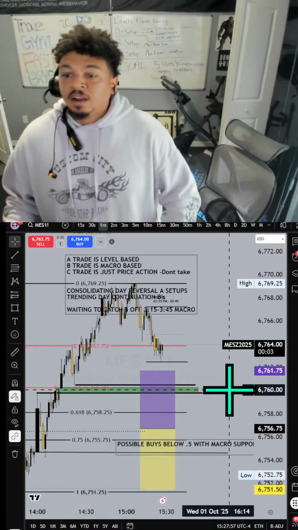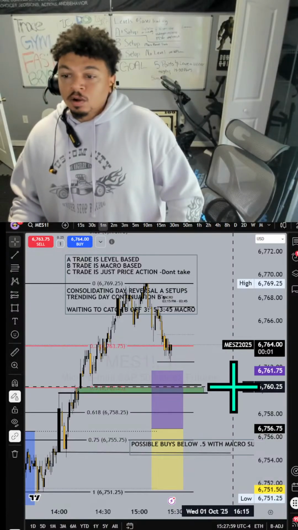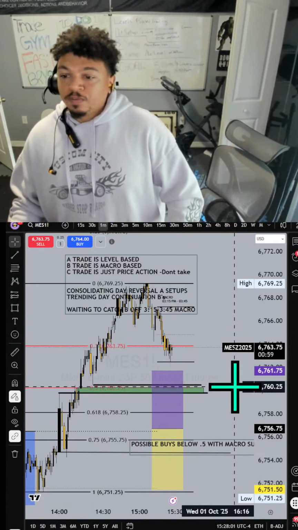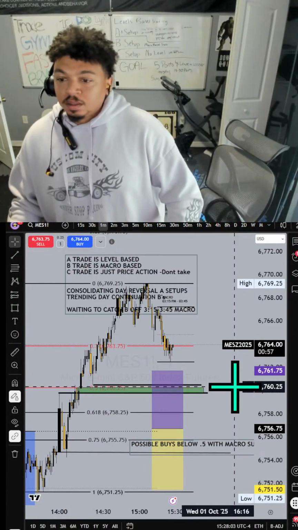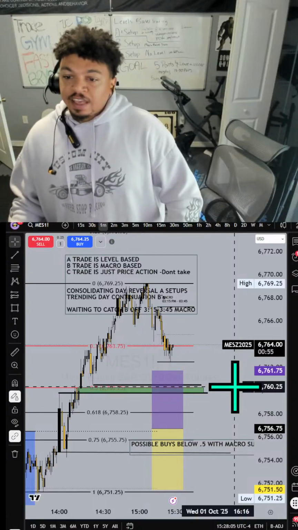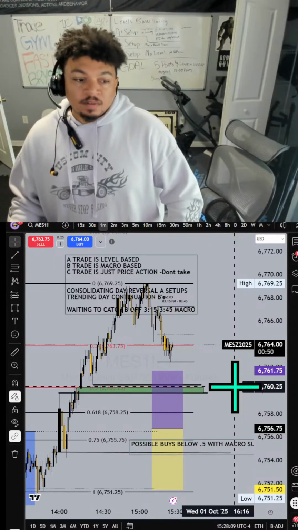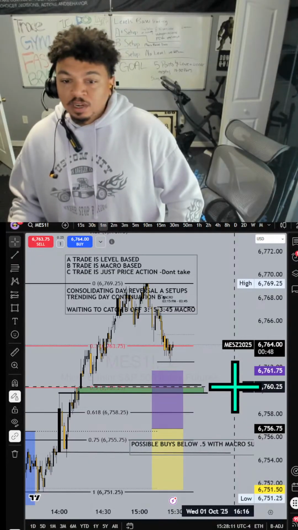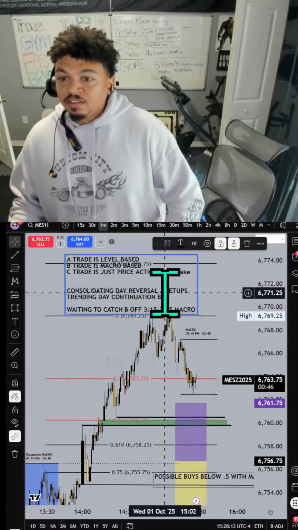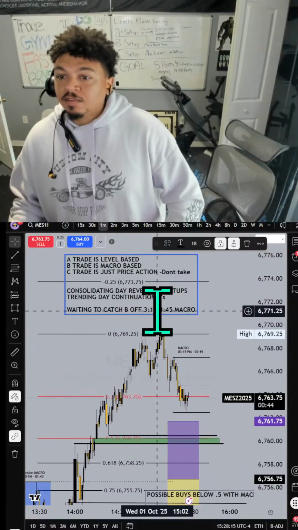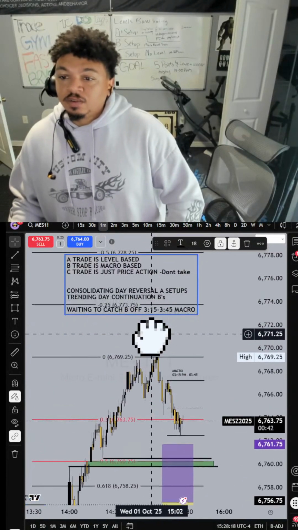I had to take today to learn, okay, if it's trending, look for the B opportunities once we've confirmed we're trending. Stop thinking about the A opportunities. The A opportunities are going to be within the wicks. The B opportunities are part of the continuation, a part of price trending. It's all listed here. A is trade levels. A trade is level based. B trade is macro based. C trade is just price action.